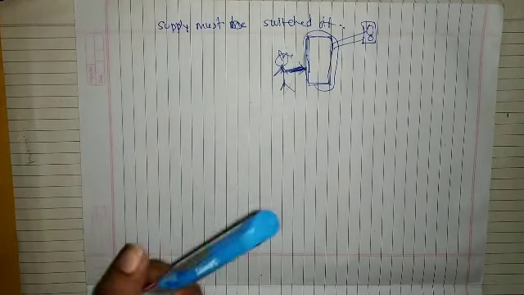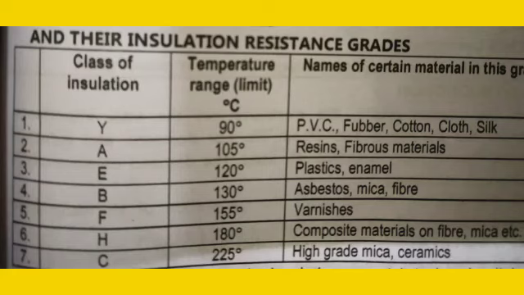Now we will see insulating substances. As you can see on the screen, the chart. The first is classes of insulation. So what is insulation? Insulation is the material which opposes the electric current flowing through it. The classes of insulation are classified depending upon their temperature range. Next you can see the temperature range is given, from 90 to 225. Depending upon that temperature range, they are classified, right?